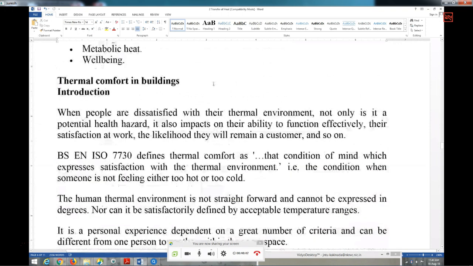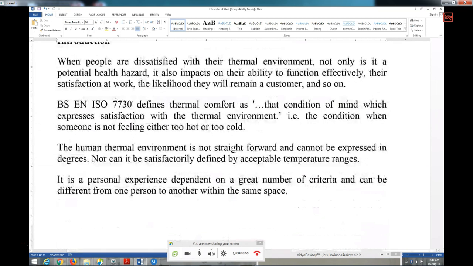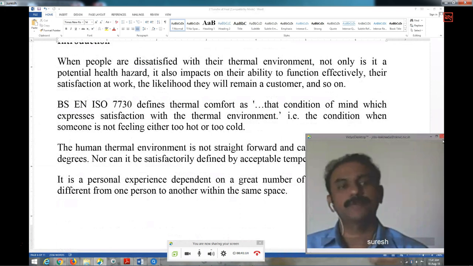Coming to the thermal comfort of the building, we have seen that when people are dissatisfied with their thermal environment, it is not only a potential health hazard, it also impacts their ability to function effectively, their satisfaction at work, and so on. Then, as per ISO standard 7730, thermal comfort is defined as the condition of the mind which expresses satisfaction with the thermal environment. This is called thermal comfort.